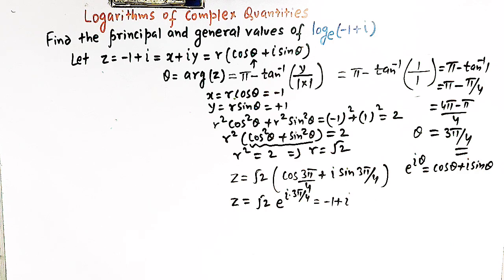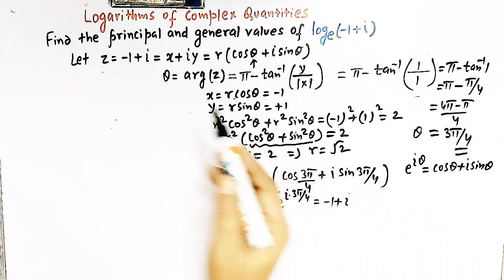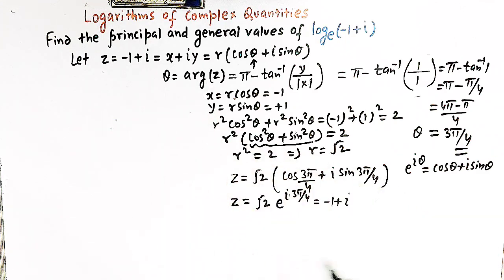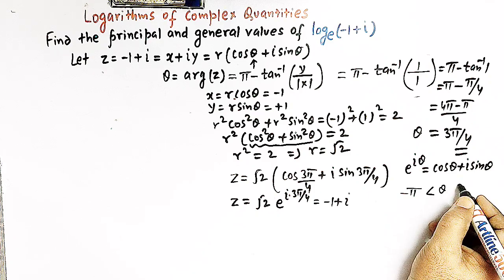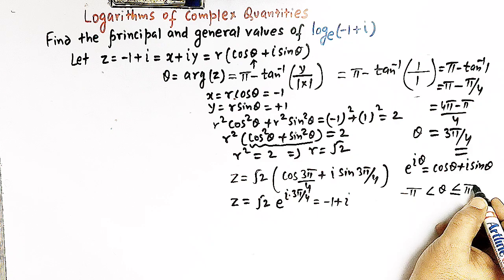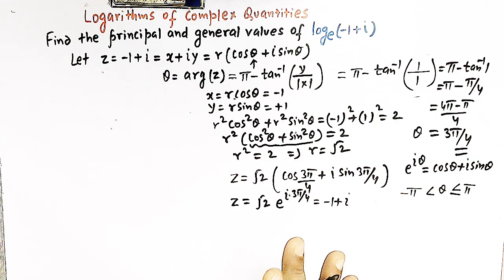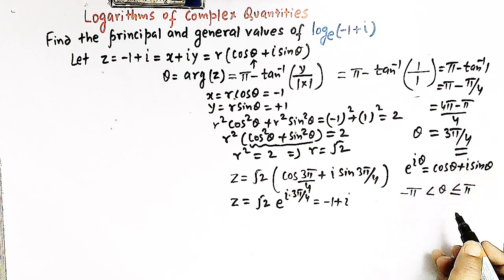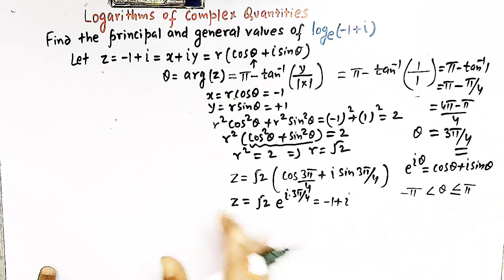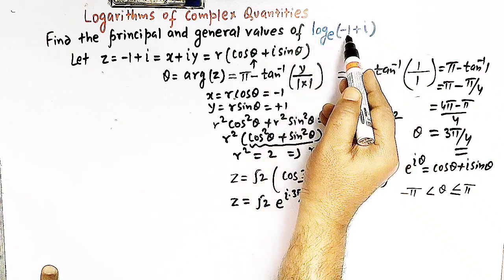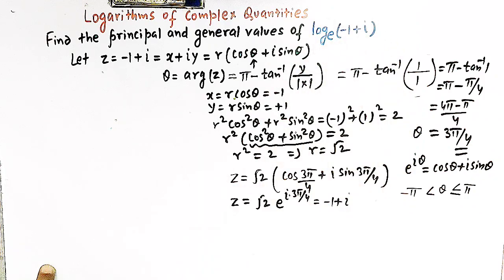So here it is important to note that the value of theta, that is the argument of z, which satisfies this inequality, that is minus pi is less than theta, theta is less than or equal to pi, is known as the principal value of the argument or principal argument. So here our theta, 3 pi by 4, satisfies this inequality, right? So now we have to find out the principal and general values of the logarithm of this complex number, minus 1 plus iota.